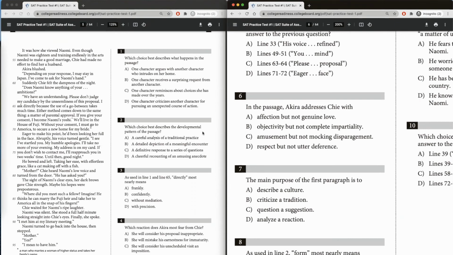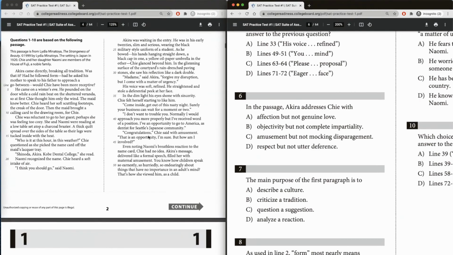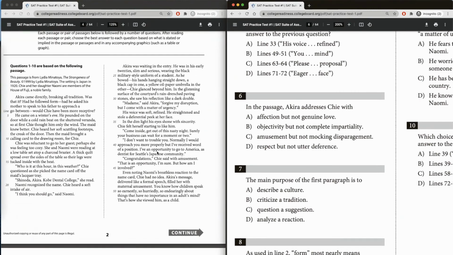Affection, but not genuine love. I mean, I wouldn't go as far as affection. He's meeting her for the first time. So, yeah, that. Objectivity. This dude is trying to get married. He's not being objective. He's trying to be respectful and basically make sure that he doesn't in any way offend his future mother-in-law. So that's out. Amusement. Again, he's really trying not to offend. So that's out.